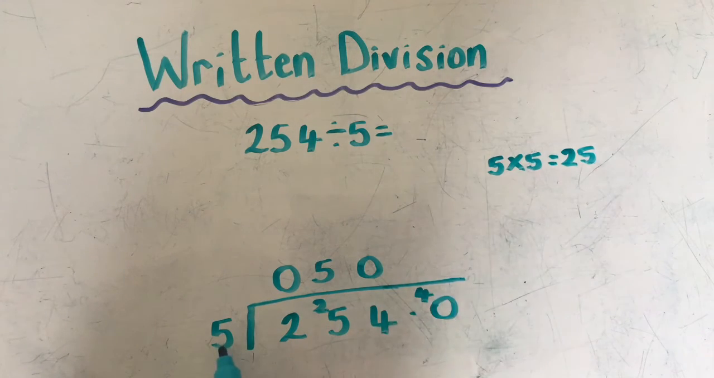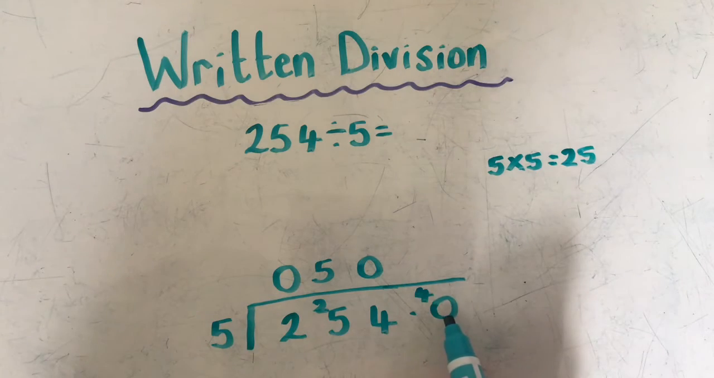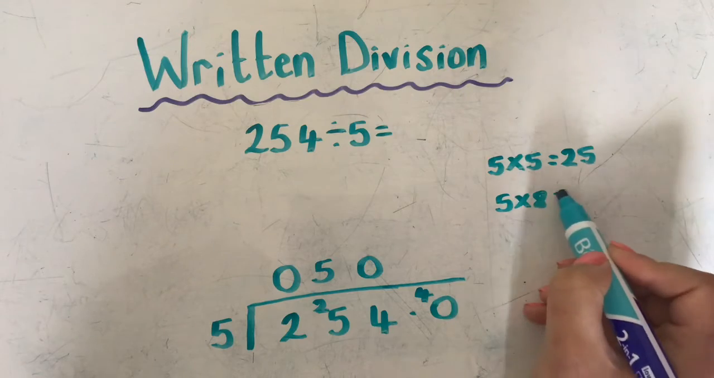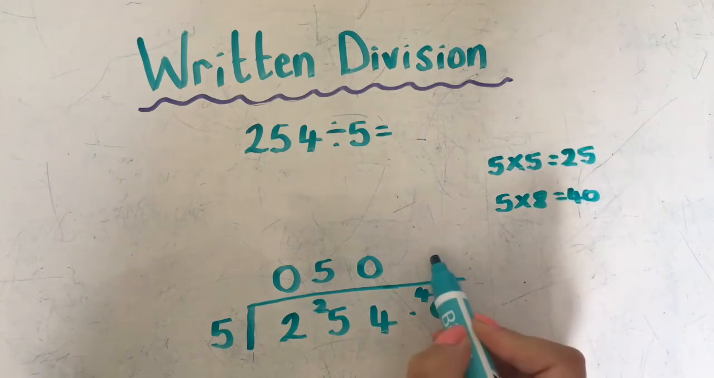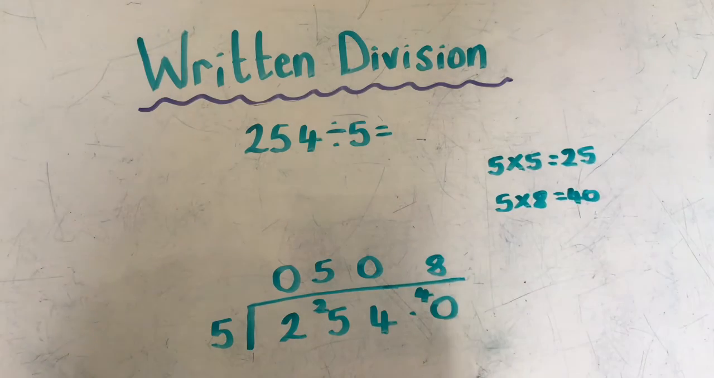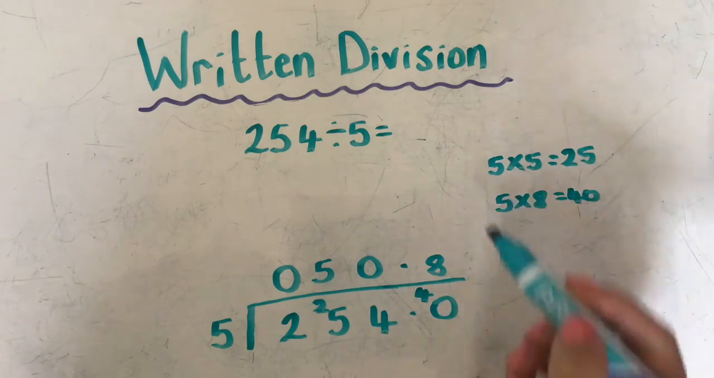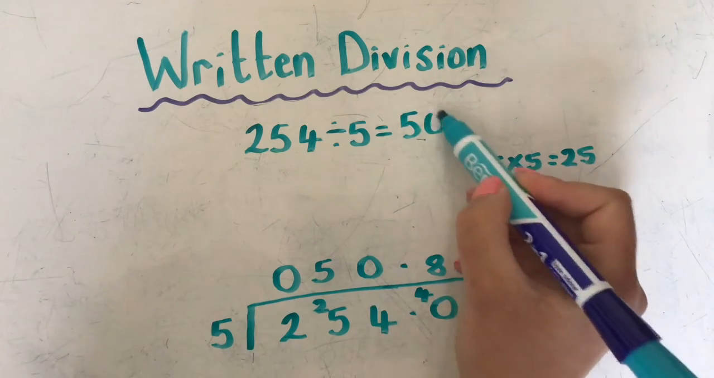So now we're looking at how many times 5 fits into 40, which we know from our 5 times tables. 5 multiplied by 8 is 40, so it fits in 8 times. And the really important thing with this is that we have to remember to put in our decimal point. So 254 divided by 5 gives us 50.8.